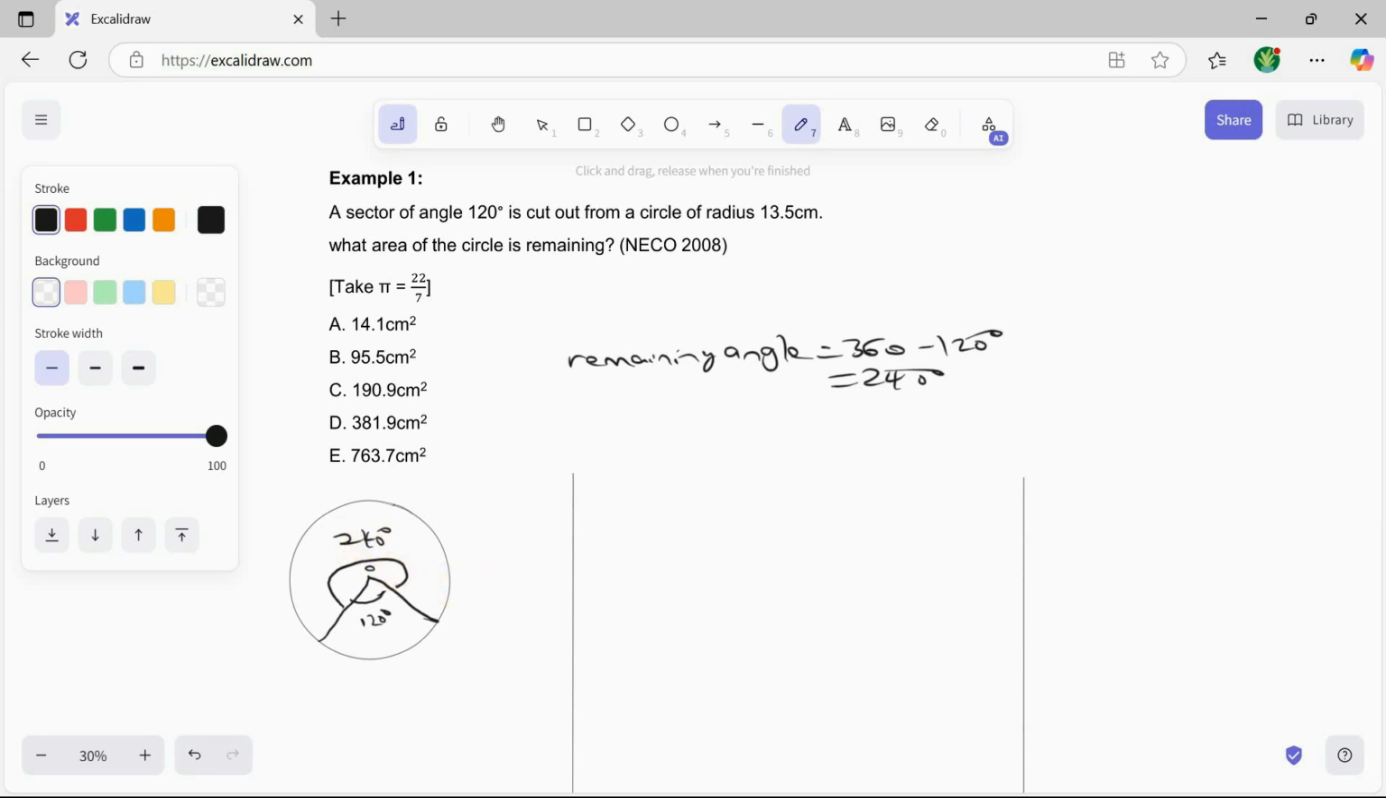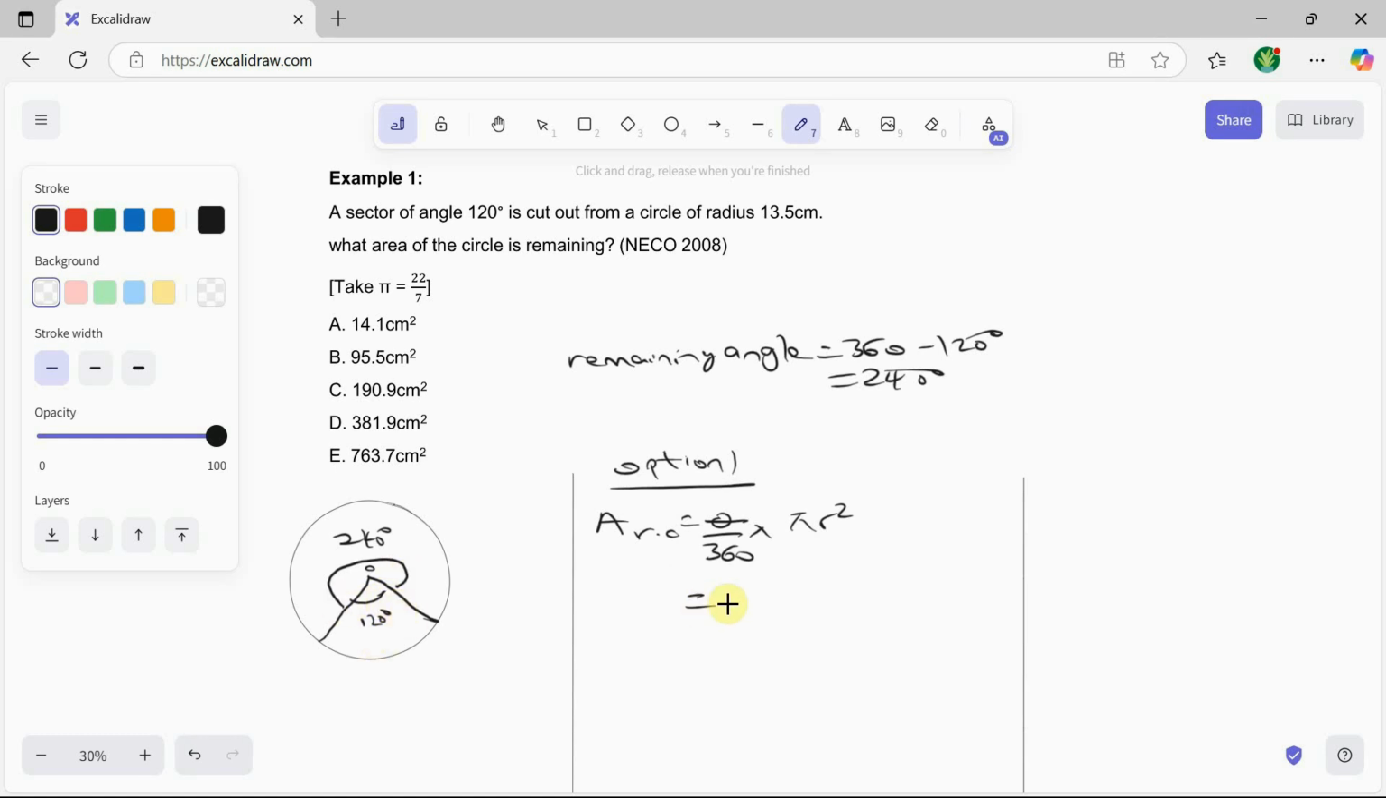There are two ways we can solve this. We can find the area using just this 240 degrees, or we could find the area of the full circle and subtract the area of the sector from it, and we'll have the area of the remaining. I will do the two ways. Option 1: I will use this 240 degrees because that's the angle of the circle that is remaining. So the area of the remaining circle will be theta over 360 times pi r squared. This is also the formula for a sector, because this part here is the major sector and this part is the minor sector. As I've taken one part of it, the remaining part is also a sector.